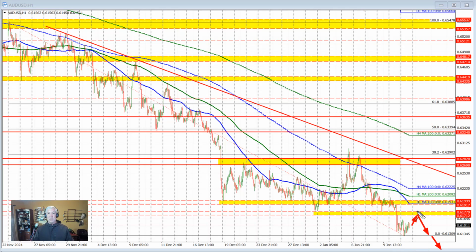Even if we do get above this level, however, there's still work to do with the 100 and 200 hour moving averages, the next key targets, along with this swing area up here. So be aware, be prepared. There's lots of work to do if the buyers are to take more control. But until then, the sellers are still lifting the trophy. They are still winning the game.